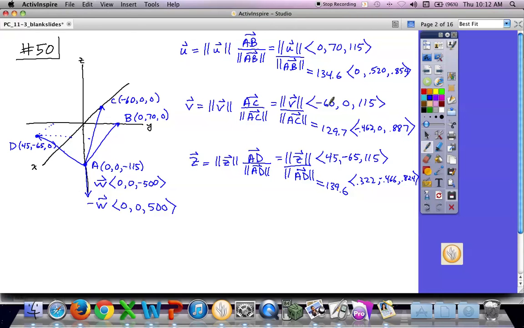Then this one had to be divided by its magnitude, which was 129.7. And this one had to be divided by its magnitude of 139.6, which gives us 1, 2, 3. Those are all unit vectors in the direction that these are pulling. Right? Now, what we don't know, just like in the example we did, is the magnitude of U or V or Z. That's what we've got to calculate.